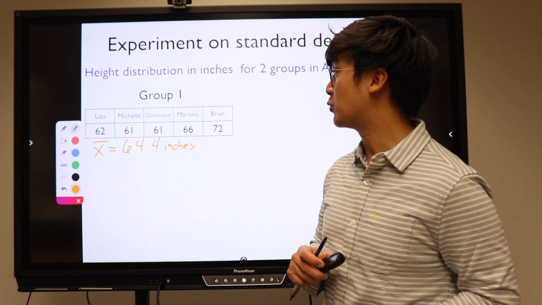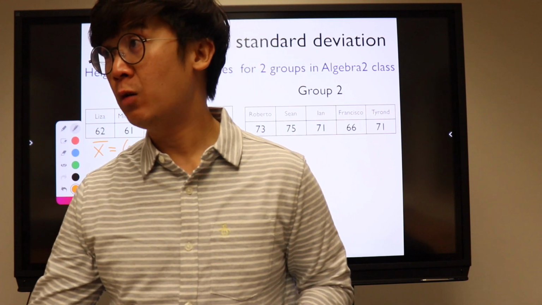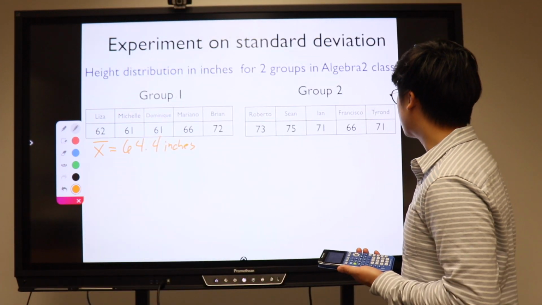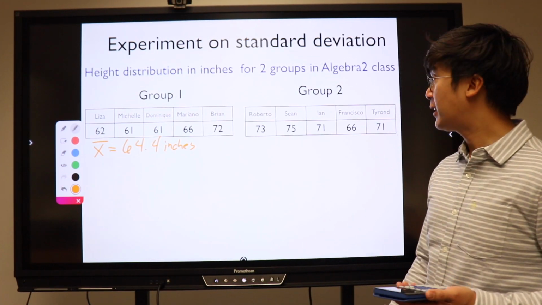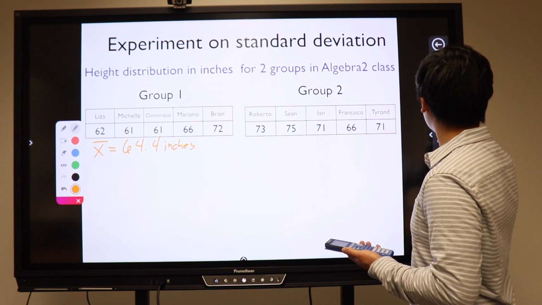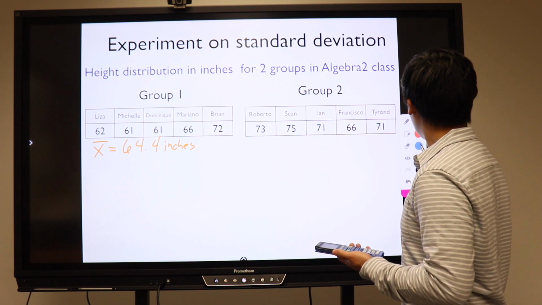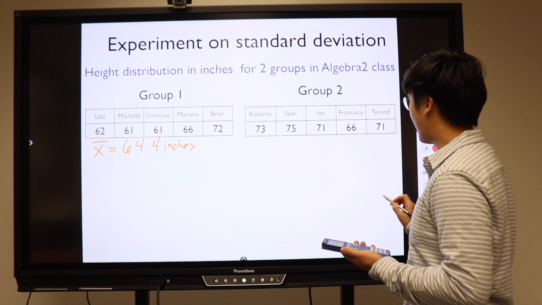If I have a second group, Roberto, Sean, Ian, Francisco, and Tyrone, and if I need to compute for their average height, what is their average height?